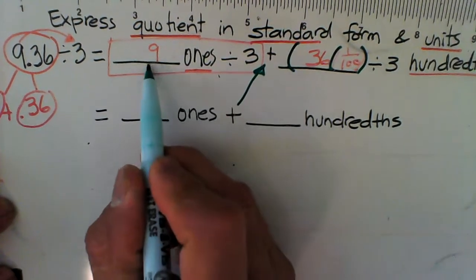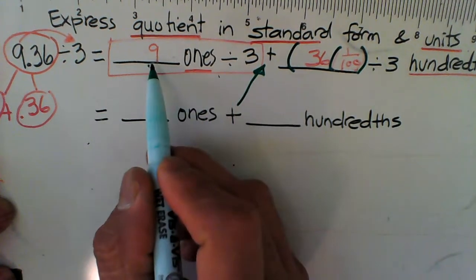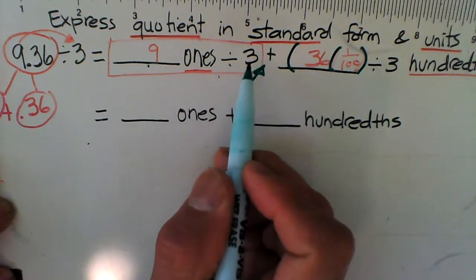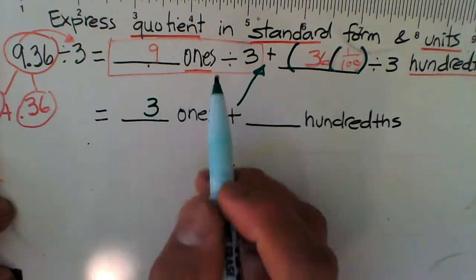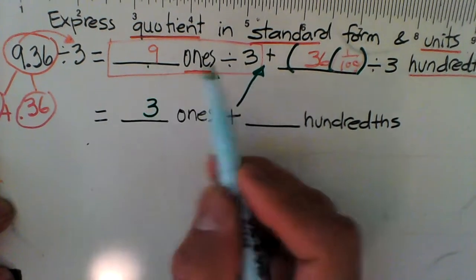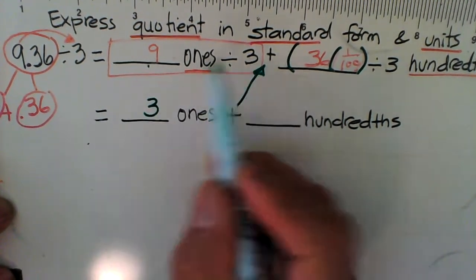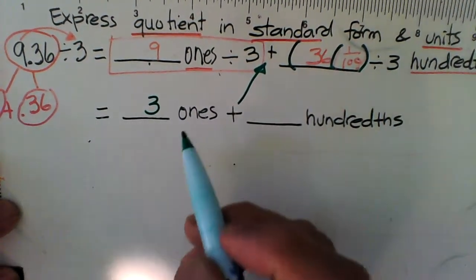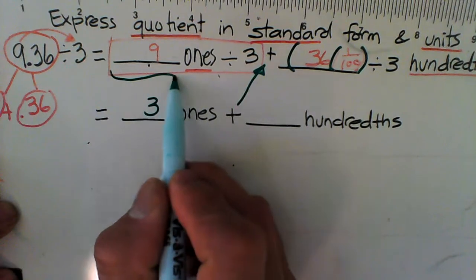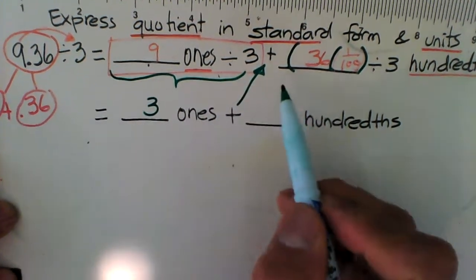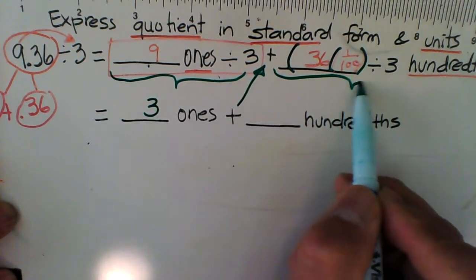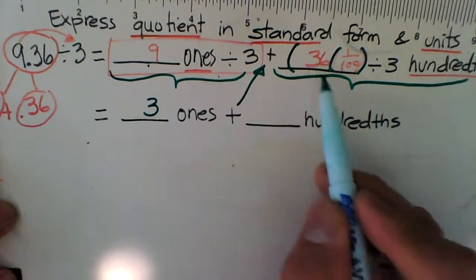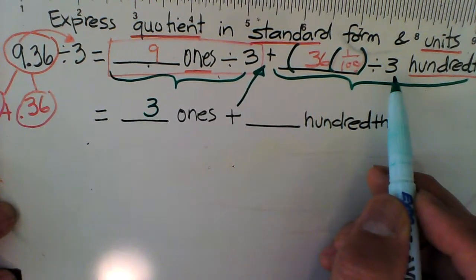Now you ask yourself, how many ones? 9 ones divided by 3, the answer will be 3 ones. Obviously, right? 9 divided by 3, because 3 times 3 equals 9. So that's how you will check your division. Now, that will be the answer for this section right here. Now, our second division is right here. So it's 36 hundredths divided by 3.